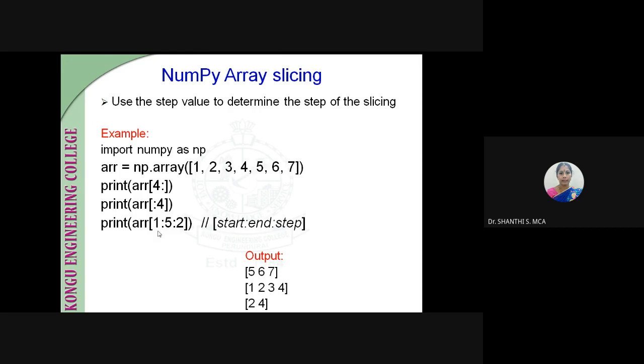Okay. So here the starting index is 1, ending index is 5, sorry. Then each is incremented by 2. So this will display first one is 1. So this is the first one.